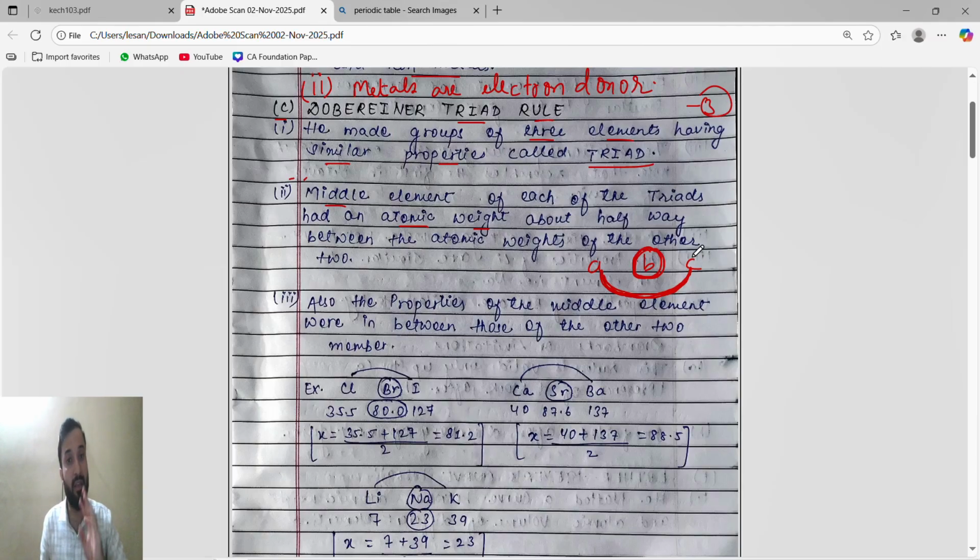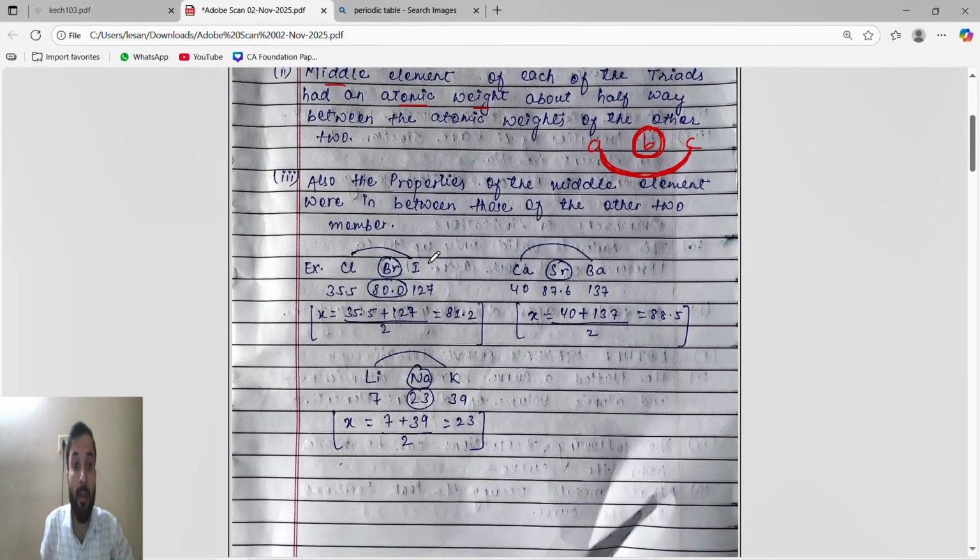He said, I will take three elements and show you the magic. I will take the atomic weights of the first and third, and then do the average. Whatever you get will be the atomic weight of the second element. Everyone was amazed; Dobereiner shook things up. Also, the properties of the middle element were in between those of the other two.